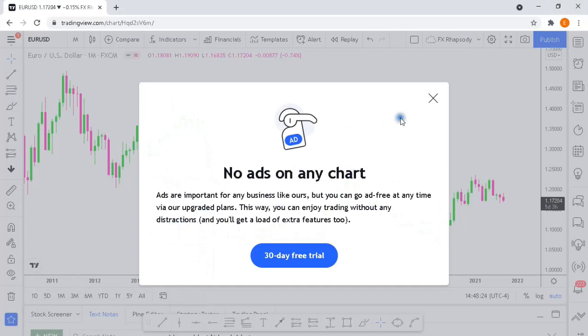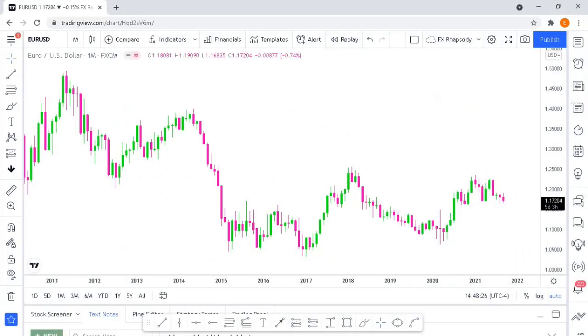Today we'll be looking at the euro dollar, and we will also be touching on the dollar yen.